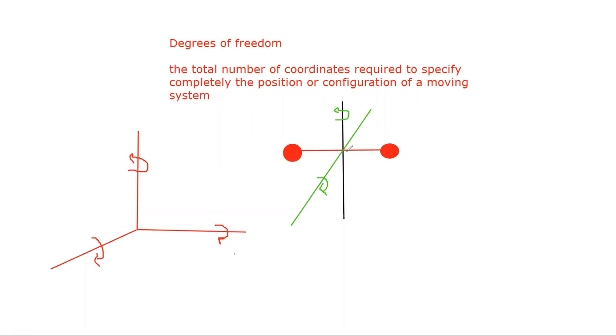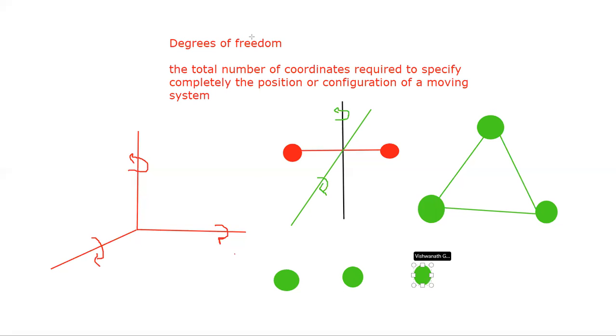And if we go for a triatomic gas, the atoms can be arranged either in a triangle or in a straight line. If the atoms are arranged in the form of a triangle like this, then the degrees of freedom is 6. And if the atoms are arranged in a straight line, then they have 7 degrees of freedom, right?